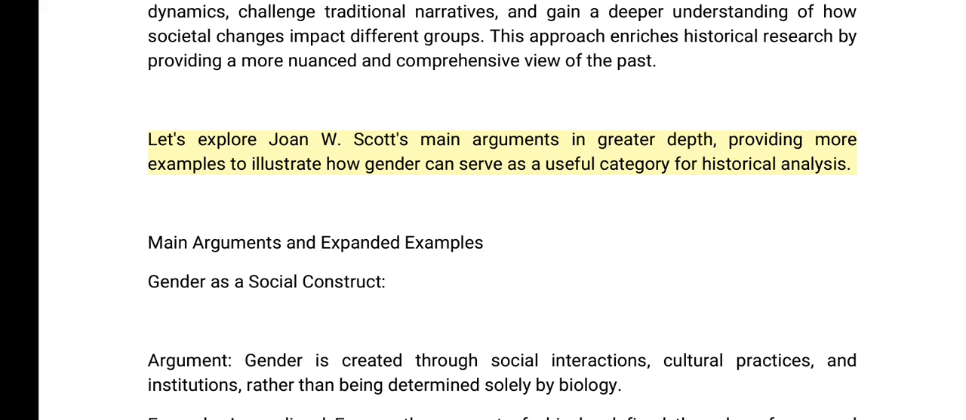Let's explore Joan W. Scott's main arguments in greater depth, providing more examples to illustrate how gender can serve as a useful category for historical analysis. Main arguments and expanded examples. Gender as a social construct.